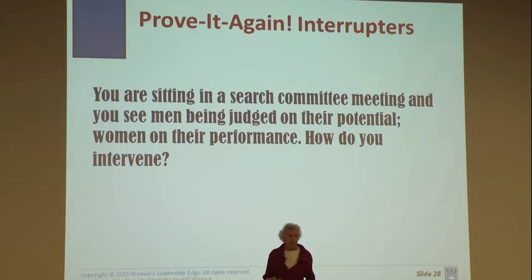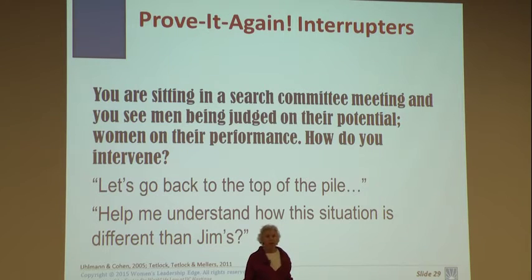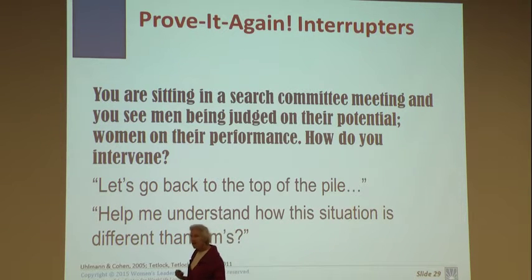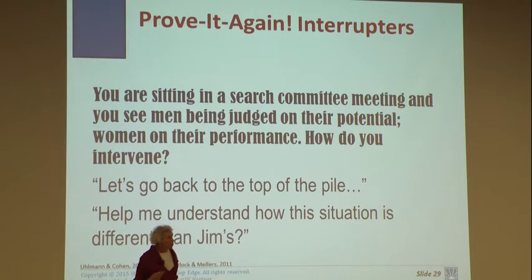How do you intervene? You can say very mildly, you know, I think we finally realized what we're looking for in this position. It's someone with A, B, and C. So let's go back to the top of the pile and make sure we've picked up everyone who has those things. You don't have to call out bias. You don't have to do anything except just say, let's go back to the top of the pile. And if that doesn't work, you might have to do something that's one step up, which is, can you help me understand how this situation is different from Jim's? And you'll see that's a question that's often helpful.